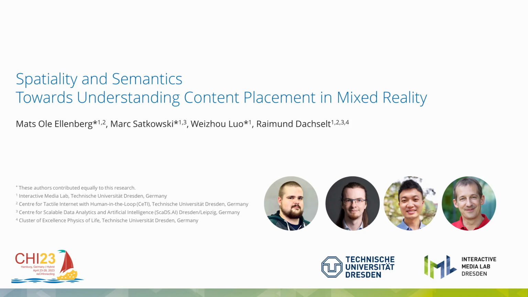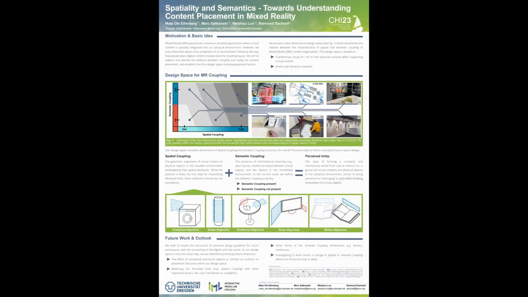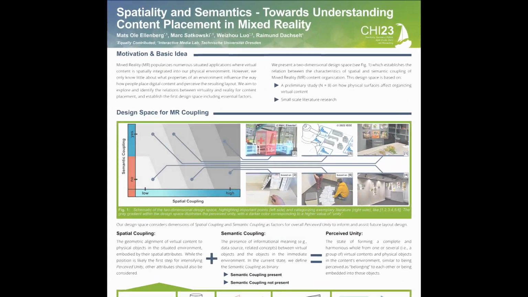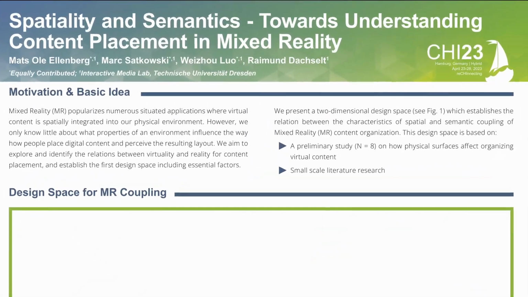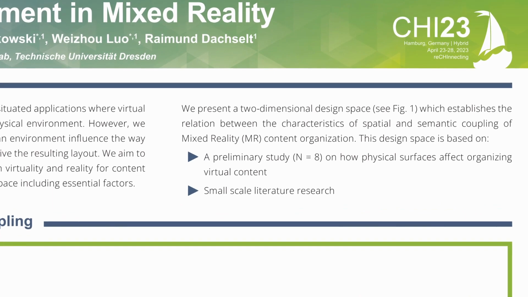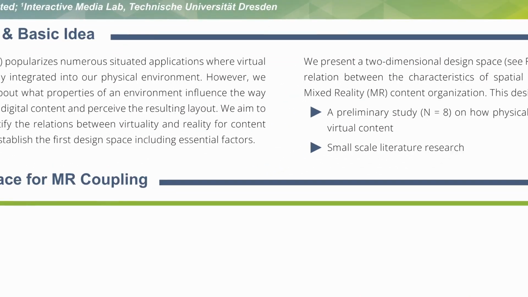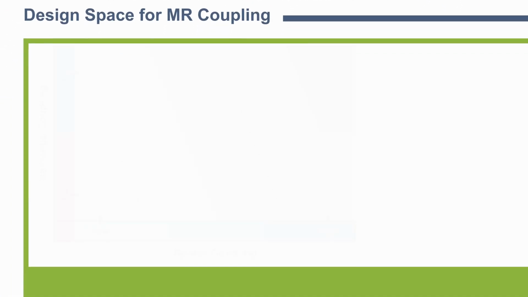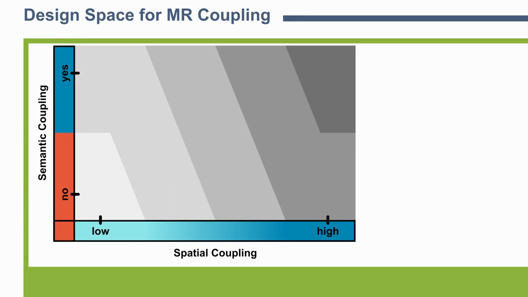Mixed reality is used in numerous situated applications, allowing virtual content to be put close to or on real-world objects. However, we only know little about which properties of the environment influence how this virtual content is placed and perceived. Based on a preliminary user study with 8 participants and a small-scale literature research, we created a two-dimensional design space which can be used to inform and assist in future layout design.